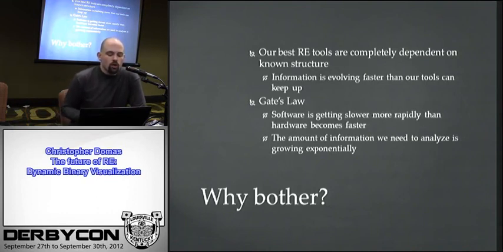The other issue might be colloquially called Gates's law, named after that guy that we all love. This essentially says that software is getting slower more rapidly than hardware becomes faster. It's basically the counter to Moore's law. What this means from a reverse engineering perspective is that the amount of information we need to analyze is growing exponentially. So if processor power is doubling every 18 months, the number of instructions that a processor is actually executing is growing at an even faster rate. From a reverse engineering perspective, that means we have a lot more information to analyze. And we just can't keep up because our tools aren't becoming exponentially more powerful.